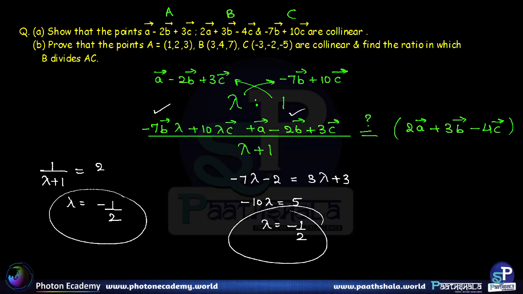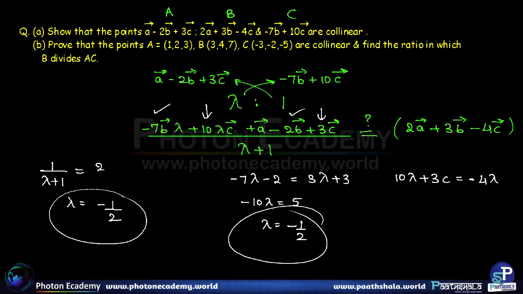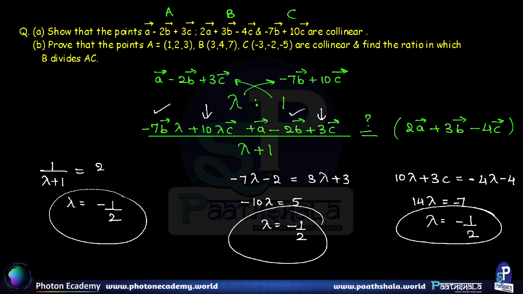So for C we are getting it from here and here. So 10 lambda plus 3 is equal to minus 4 lambda minus 4. So this is 14 lambda is equal to minus 7. So lambda is equal to minus half. We are getting it again. So lambda is consistent. So the points ABC are collinear.